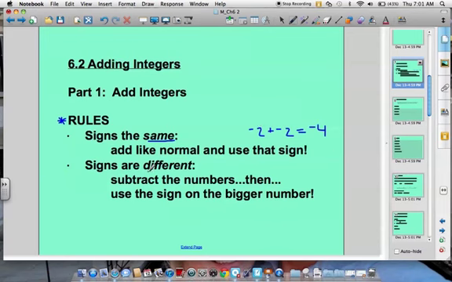The other one is if the signs are different, and this is where it gets a little tricky, but if they're different and you're adding, you subtract the numbers in your head and then use the sign of the bigger number. For example, -3 plus 2.